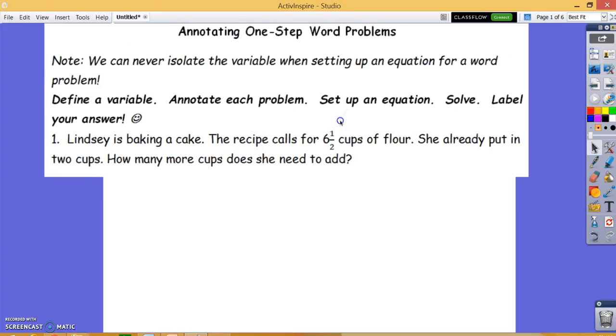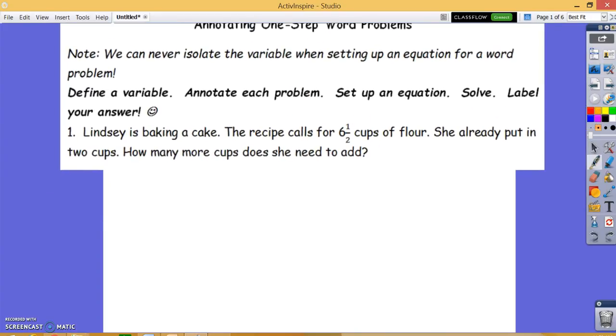Well, I'm going to, first of all, circle or highlight a couple of words that are really important. The next thing I'm going to do is try to identify which one of these numbers is my total. I know that my total isn't going to be x because we can never isolate x, so it's not going to be something equals x. The recipe calls for 6½ cups of flour. She already put in 2. Because it says the recipe calls for 6½, I know it's going to be something, something, something equals 6½. That's my total right there. So I want you to annotate that equal sign.